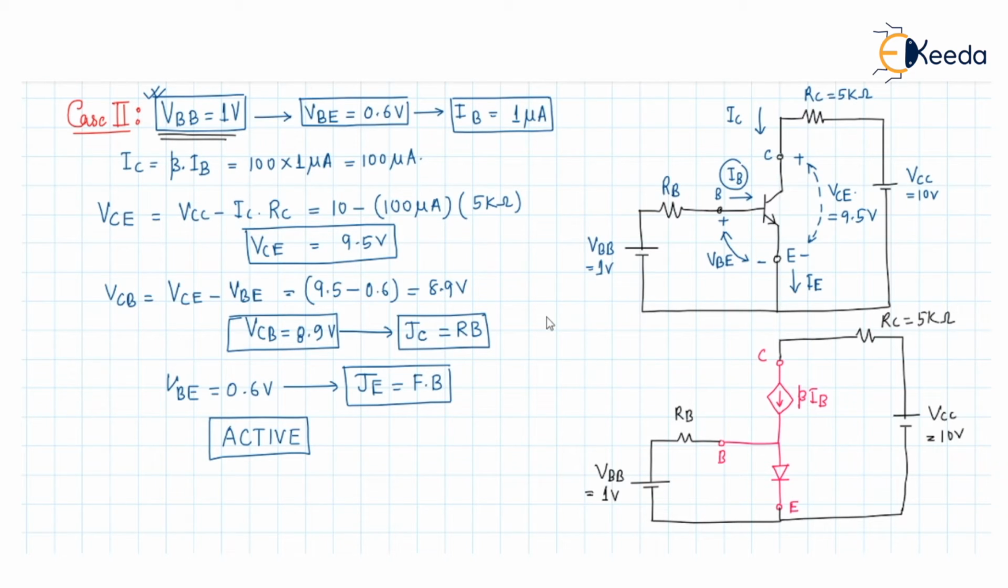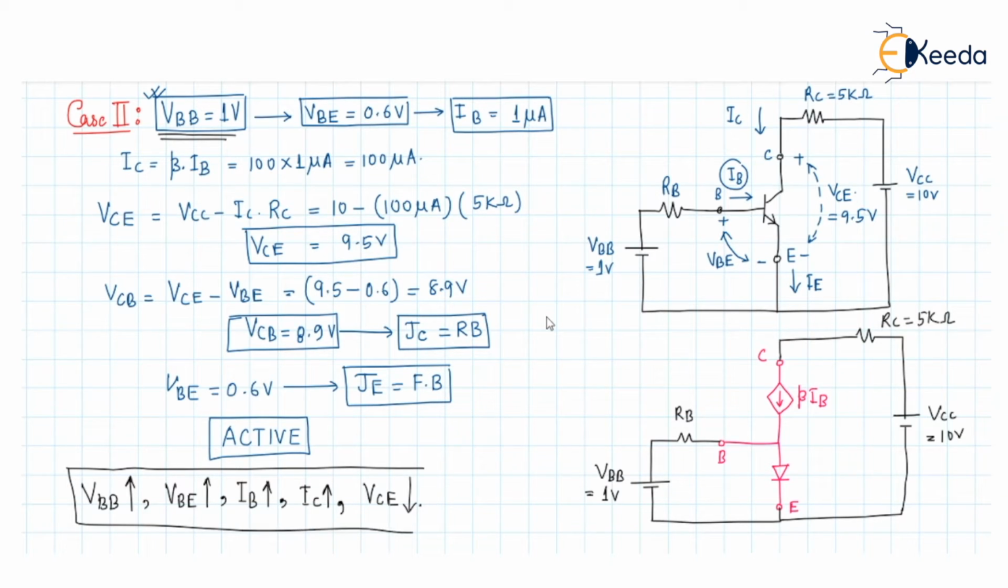Now what we have seen here is that since we have increased the voltage of VBB, the base to emitter potential has been increased and with that the IB current has also increased. Since the IB current has increased, the IC current has also been increased. Since the IC current has increased, the VC potential has decreased. This will be the conclusion of this case when the VBB potential will be increased.